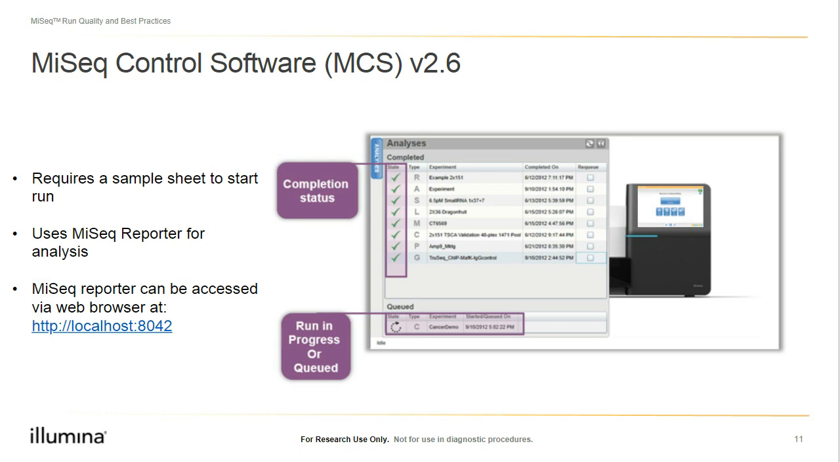Unlike Local Run Manager, MiSeq Reporter does not facilitate pre-sequencing run planning and sample sheet generation, so it's highly recommended to pair Illumina Experiment Manager for pre-run planning with the MiSeq Reporter post-sequencing secondary analysis. Lastly, as shown, MiSeq Reporter can be accessed via the web browser at http://localhost:8042.